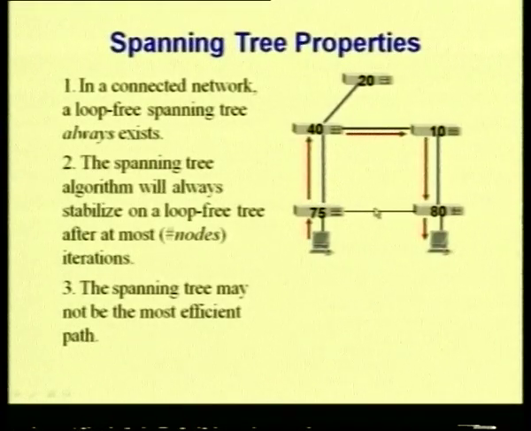Okay, you can see that the light colored segment here indicates that this particular path is not being used for forwarding. So that is the way the spanning tree is used to solve the loop problem that we have in bridges and switches. Okay.